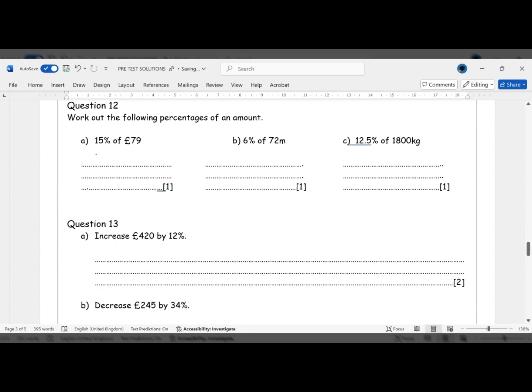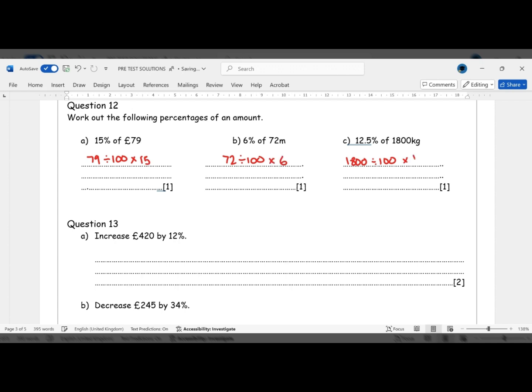Okay, with a calculator, I would always find 1%. We just said to find 1%, divide by 100. I would take the number and I would divide by 100. You've got a calculator, so there's no reason not. Find 1%. However, the percent I want here is 15. So times that by 15. The percent I want here is 6. So I want times that by 6.